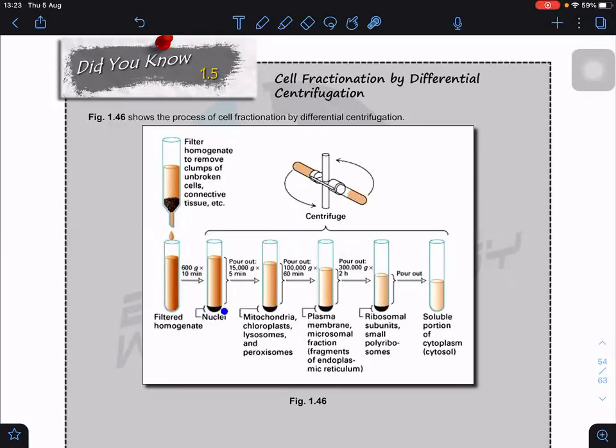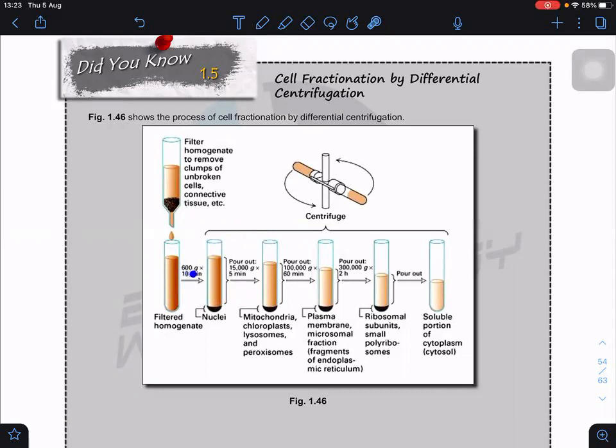This is what we call the first pellet. Are you clear? And we have the supernatant. Supernatant means that there are fluids, and the remaining organelles stay inside here. Nucleus is the largest one, so that's why the nucleus is heavier. So with 600 times the gravitational force, we are already able to get the nucleus out. So this is pellet 1. Then we take this supernatant and pour it into a new tube. Are you clear? You pour this liquid into a new tube.